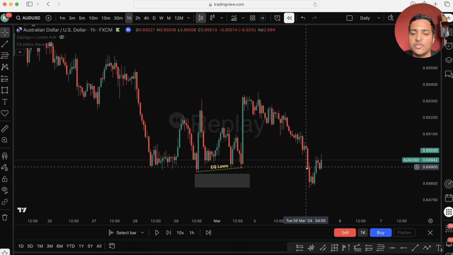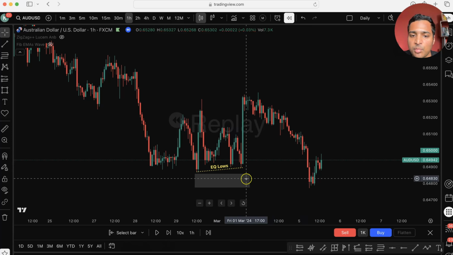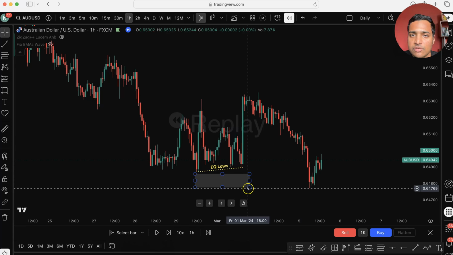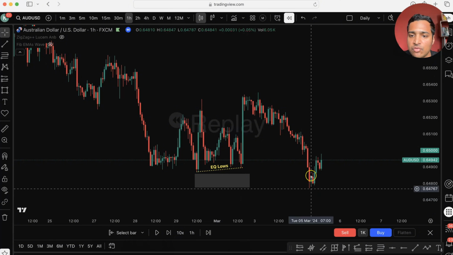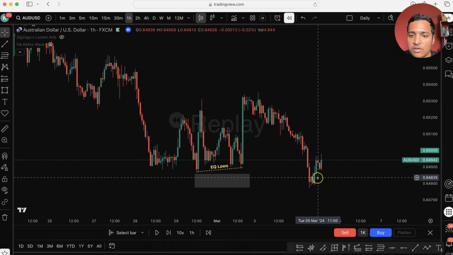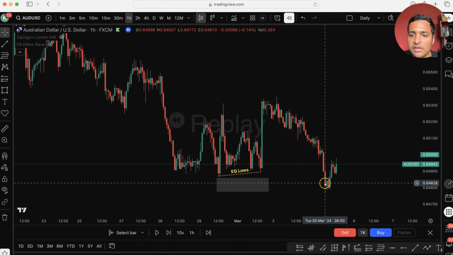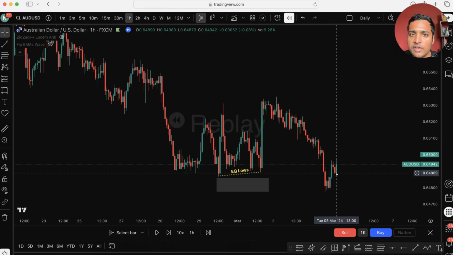As you can see, price pushed much lower down, taking out the stop losses of retail traders below the equal lows, clearing liquidity as well. And then we have this reversal. This is an example of a stop loss hunt. Now that the liquidity to the downside has been cleared, we can enter a long trade and aim for liquidity much further up.